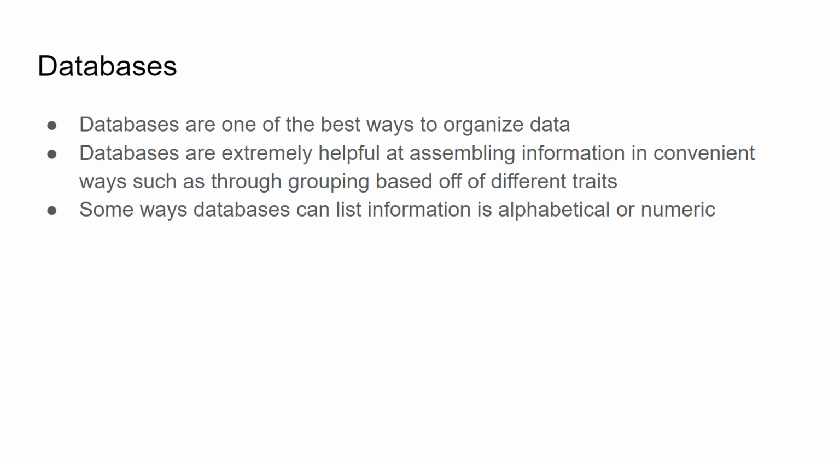Databases are one of the best ways to organize data. Databases are extremely helpful at assembling information in convenient or helpful ways, such as through grouping based off different traits. Some ways databases can list or present information is alphabetical or numeric in ascending or descending order.